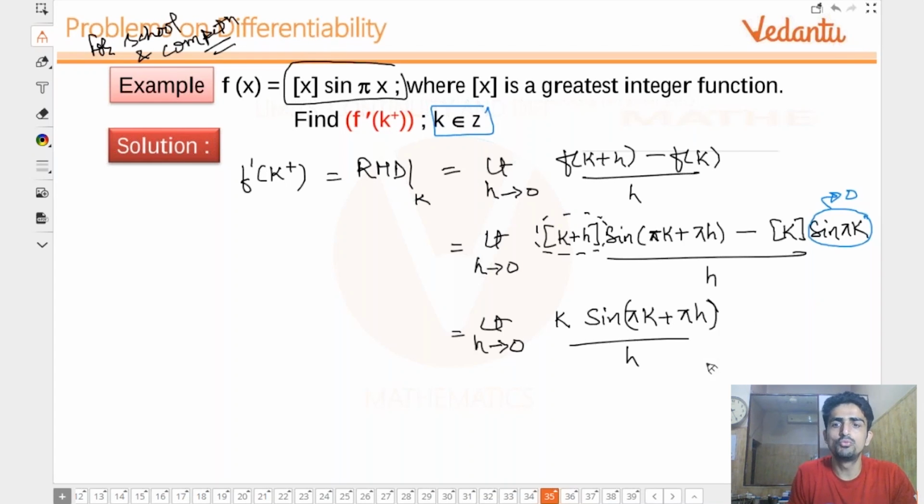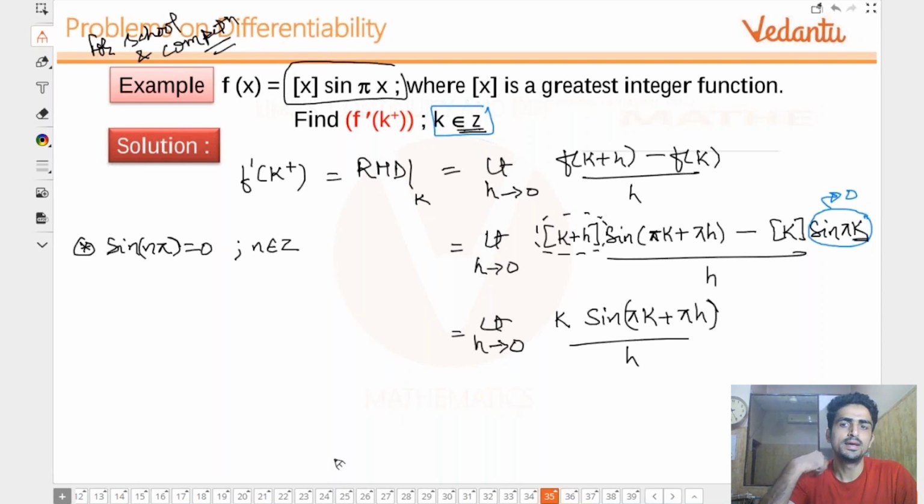Okay, so moving ahead, Neha, sine of n pi, where n is an integer, is 0, and here k is given to be an integer. So sine of k pi will be 0. Is it okay now?